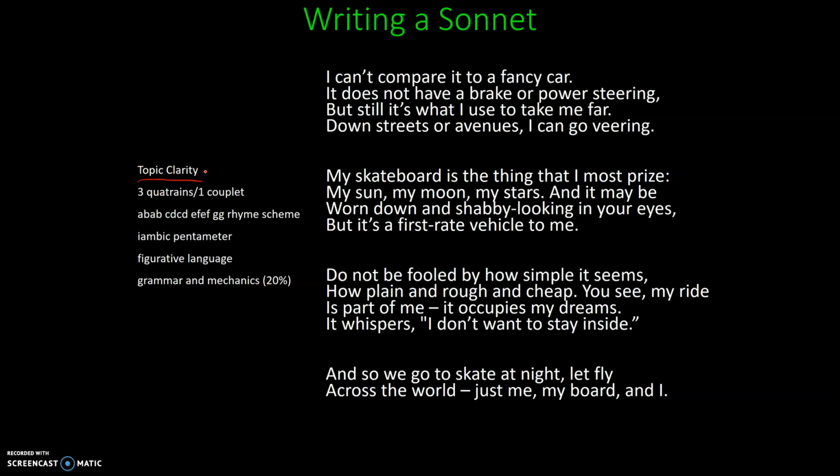In the first quatrain, which is here, and again, a quatrain is 4 lines, it says, I can't compare it to a fancy car. So as soon as I read that, I get the feeling we're talking about transportation. It does not have a brake or power steering, but still it's what I use to take me far. Down streets or avenues, I can go veering. So it is describing a method of transportation. So far, that's pretty clear.